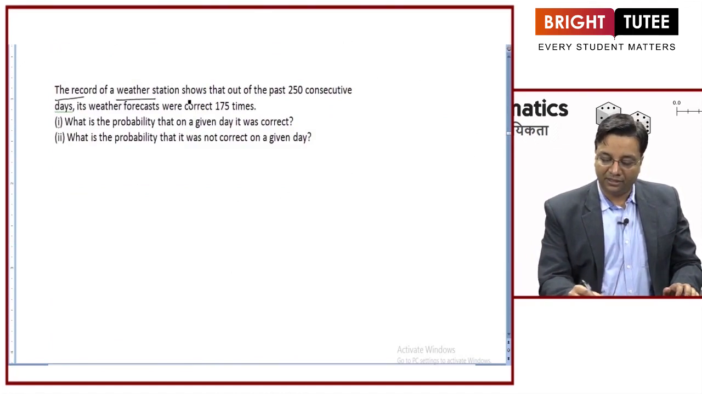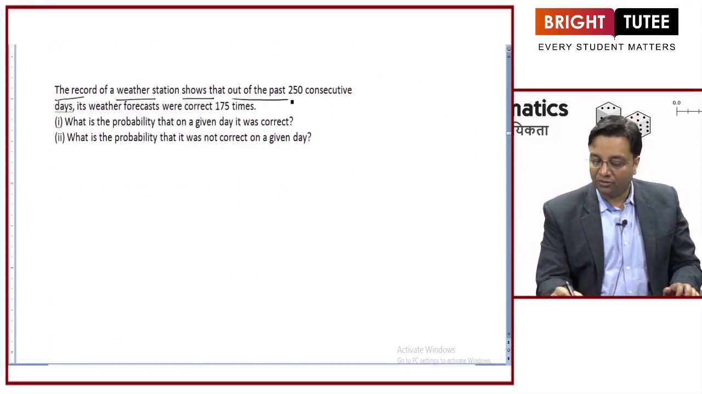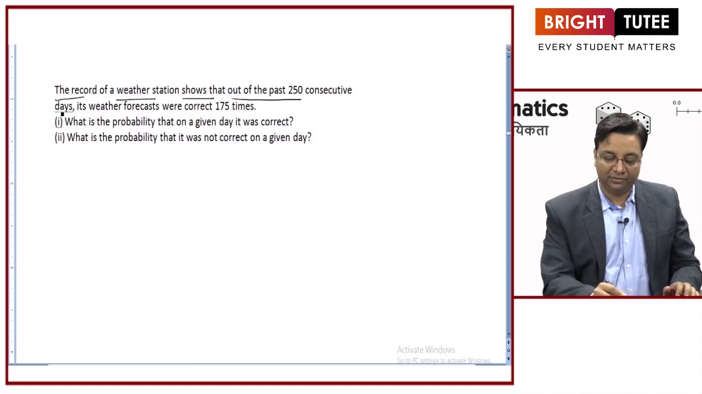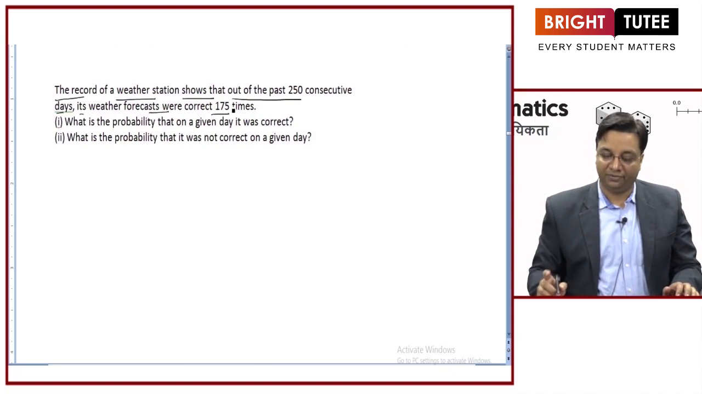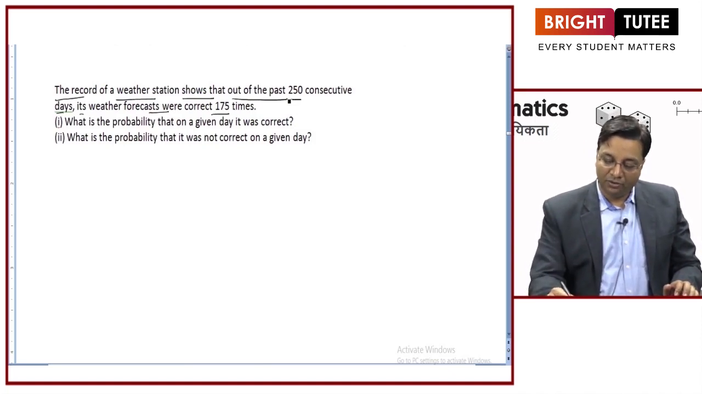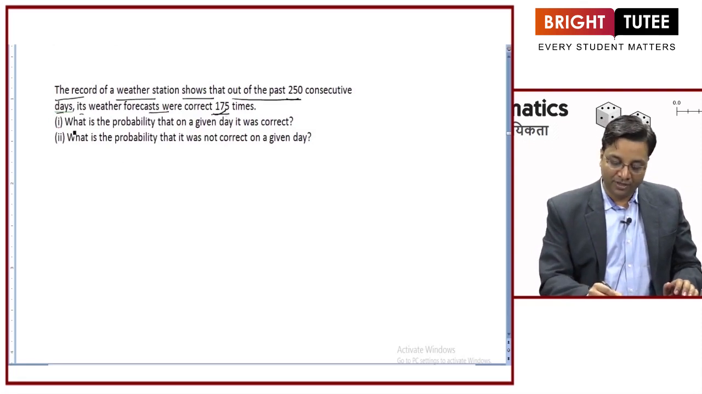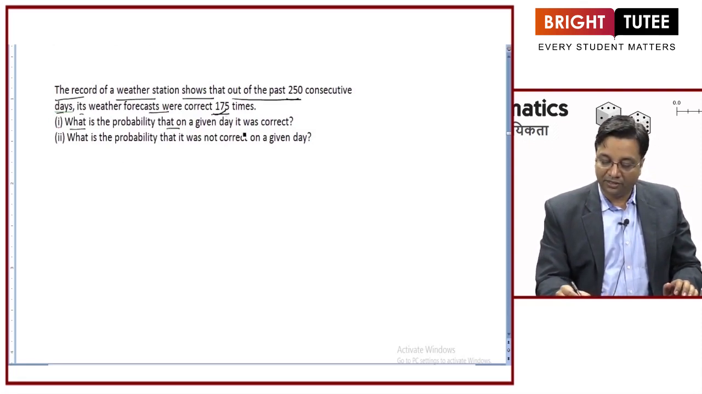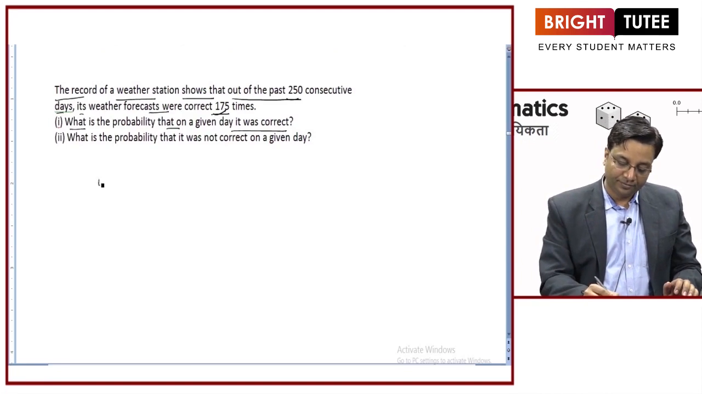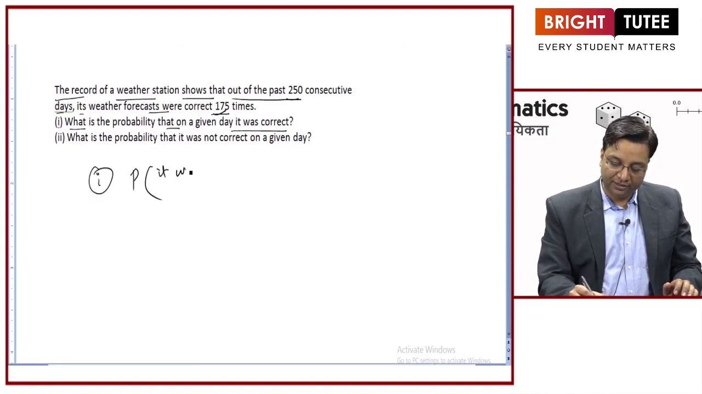The record of a weather station shows that out of past 250 consecutive days, its weather forecasts were correct 175 times. So out of 250 consecutive days, forecasts were correct 175 times. What is the probability that on a given day it was correct?